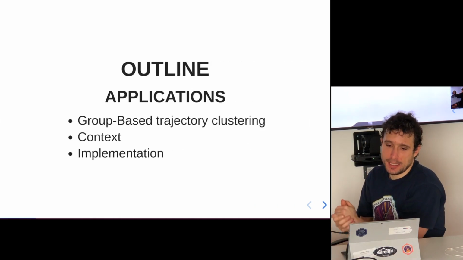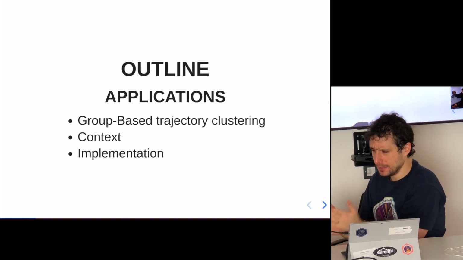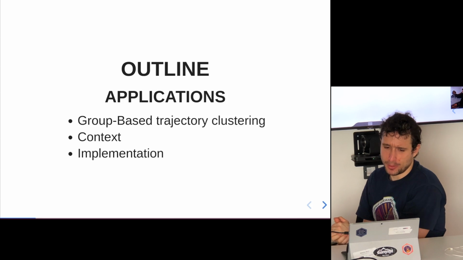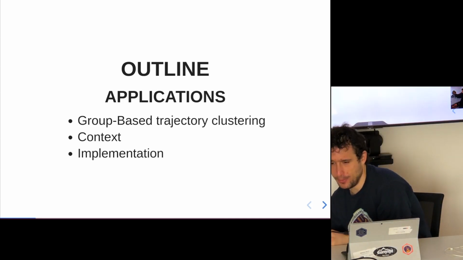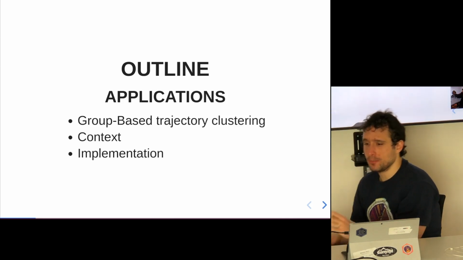So in the applications, I'm going to talk about the group-based trajectory clustering, and we'll also talk a bit about the context of it and the implementation. The group-based trajectory clustering is basically a kind of, the way that I've understood it, a kind of Gaussian mixture model.